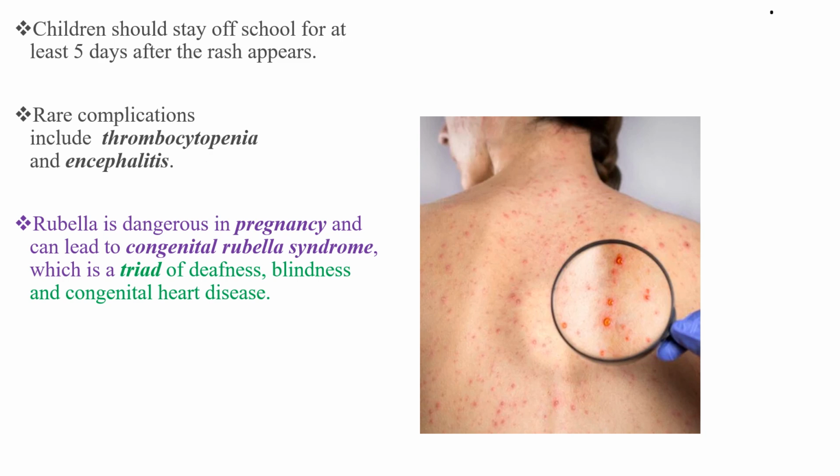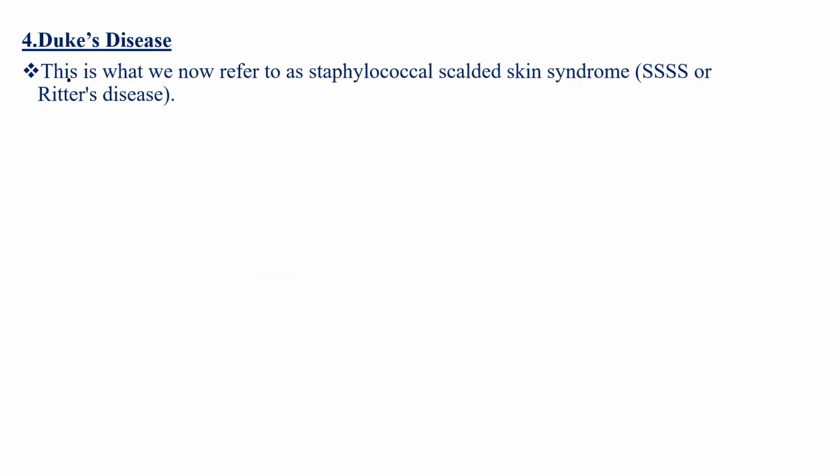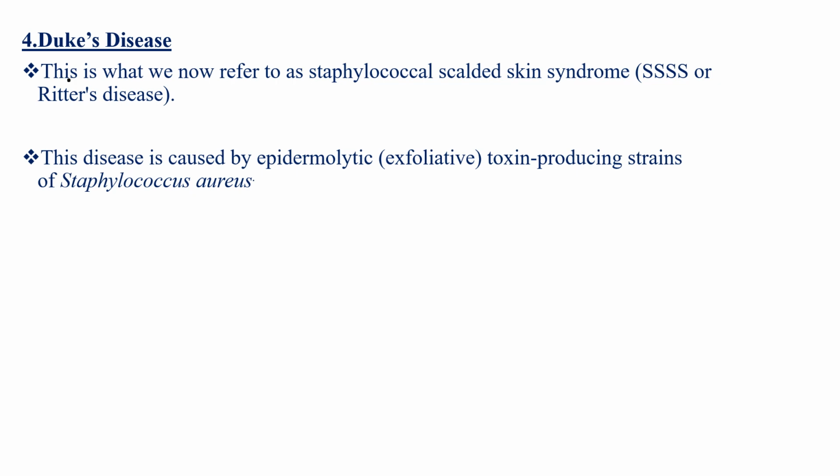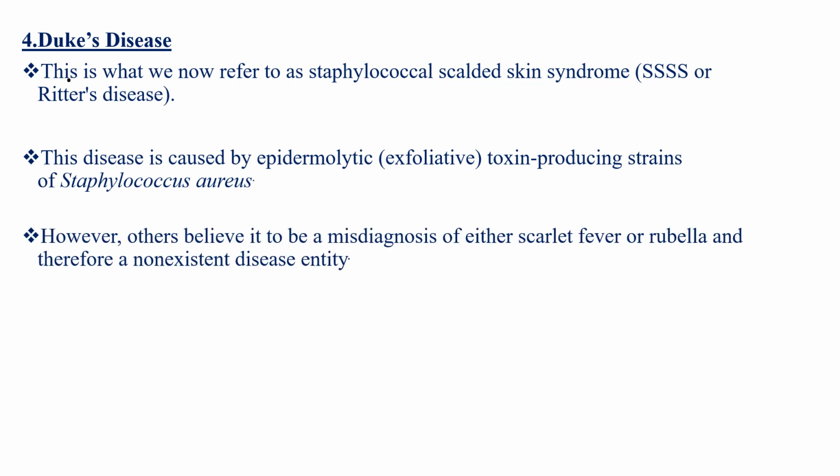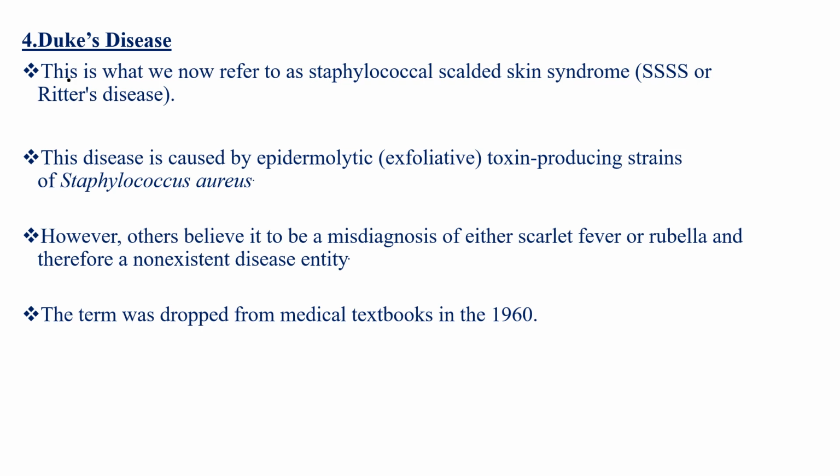Disease 4, or Duke's disease. This is what we now refer to as staphylococcal scalded skin syndrome or Ritter's disease. This disease is caused by epidermolytic or exfoliative toxin producing strains of Staph aureus. However, others believe it might be a misdiagnosis of either scarlet fever or rubella and therefore a non-existent disease. The term was dropped from medical textbooks since 1916.